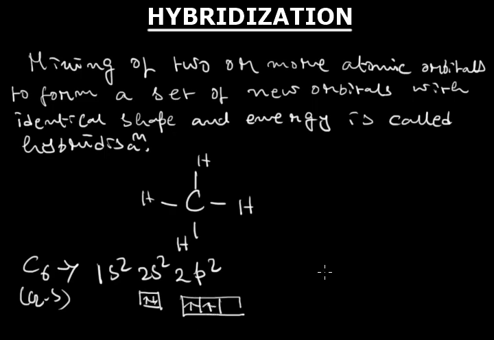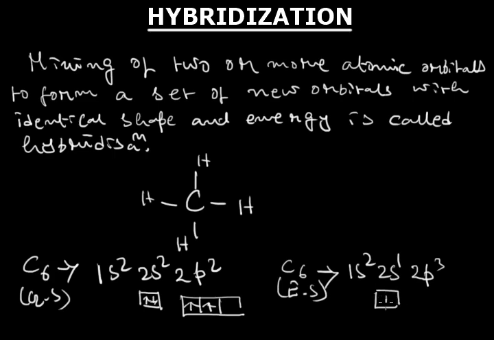Now carbon shows tetravalence. So in the excited state, that is when energy is supplied, the electronic configuration becomes 1s2, 2s1, 2p3, and the configuration is like that. The 2s orbital contains 1 electron, and in the 2p orbitals there are 3 unpaired electrons. So 4 unpaired electrons are there, and carbon forms 4 bonds with those 4 unpaired electrons.